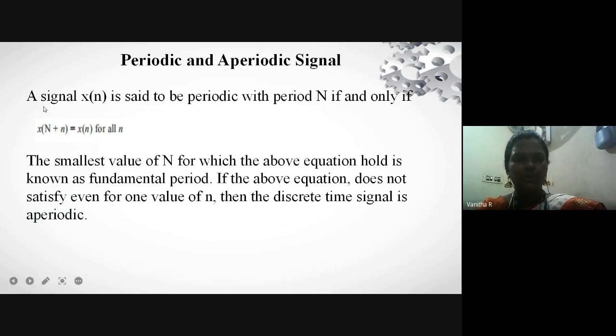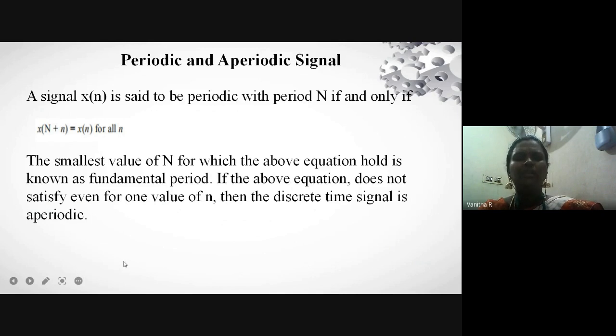So listen, dear students. A signal x of n is said to be periodic with a period N if and only if x of n plus N is equal to x of n for all n. If this condition is satisfied, we can say the given signal is a periodic signal. If the condition is not satisfied, the given signal will be an aperiodic signal. The smallest value of N for which the above equation holds is known as the fundamental period. So capital N is nothing but the fundamental period.